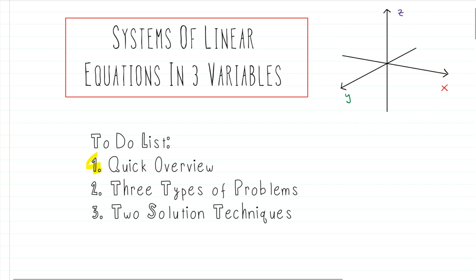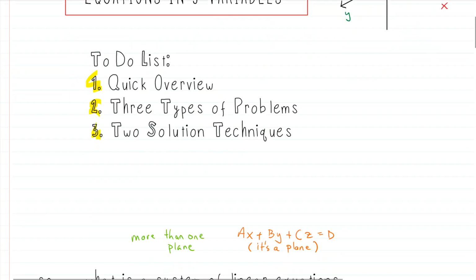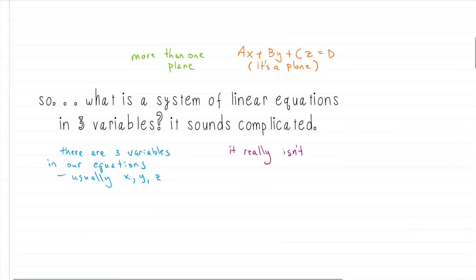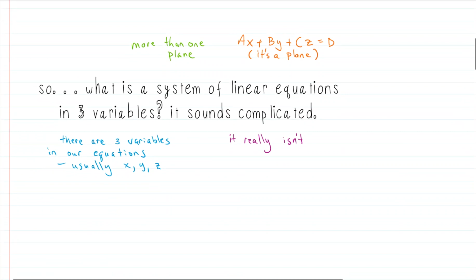So first of all, we have a quick overview of systems of linear equations, what they are, what they look like. Then we have three different types of problems that we'll see when we deal with linear equations in three variables, and we'll discuss the two solution techniques that we'll need to solve them. So let's start with our overview. So what exactly is a system of linear equations?